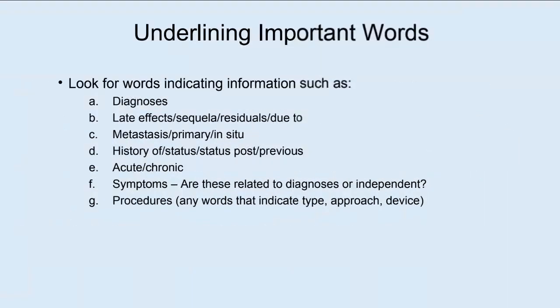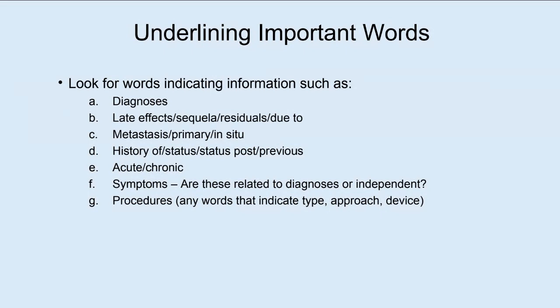Okay, so the first step is underlining important words. Operative reports typically include a lot of information that you don't need in order to choose a code. By underlining the important words, you pull out the information you need and do not have to look at the report over and over again. So these are the words that you're going to look for.